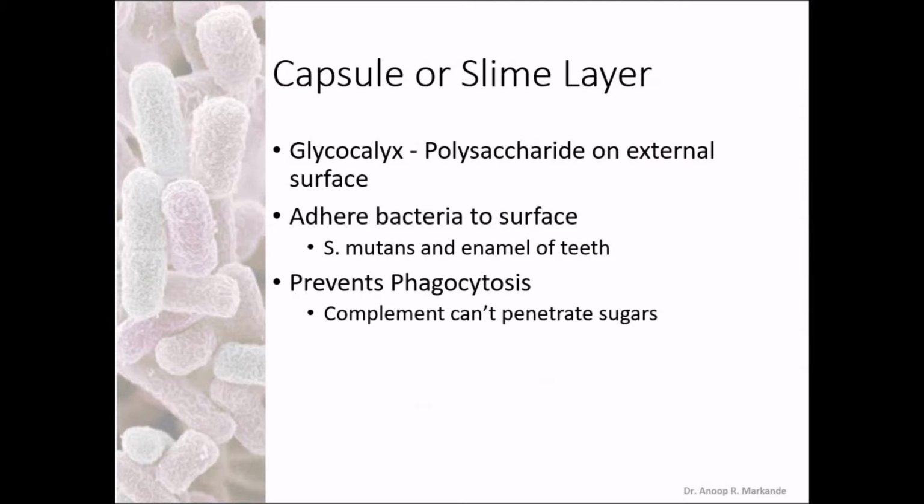The next cell appendage that we are discussing is the capsule or slime layer. The glycocalyx or polysaccharides on external surfaces are one of the major parts of this appendage. These help the bacteria in adhering to surfaces, as seen in Streptococcus mutans, which adheres to our teeth. The capsule or slime layer also helps the bacterium prevent phagocytosis, because it has the ability to stop a phagocytosing cell from engulfing them. These are also responsible for saving the bacterium from the complement fixation system within the immunity of a higher vertebrate.